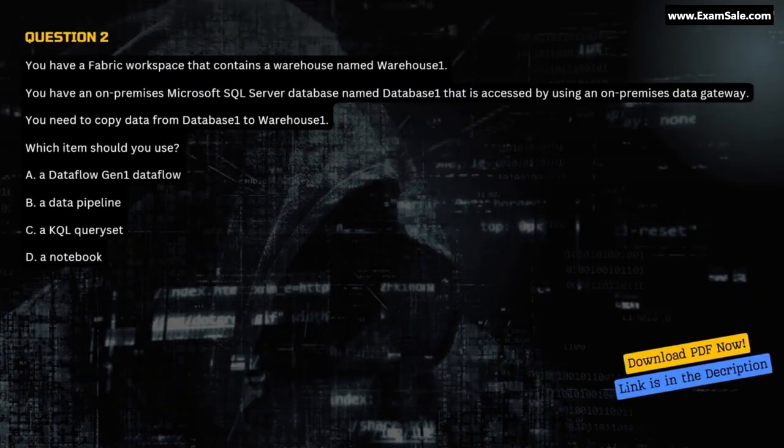Question 2. You have a Fabric workspace that contains a warehouse named Warehouse 1. You have an on-premises Microsoft SQL Server database named Database 1 that is accessed by using an on-premises data gateway. You need to copy data from Database 1 to Warehouse 1. Which item should you use?